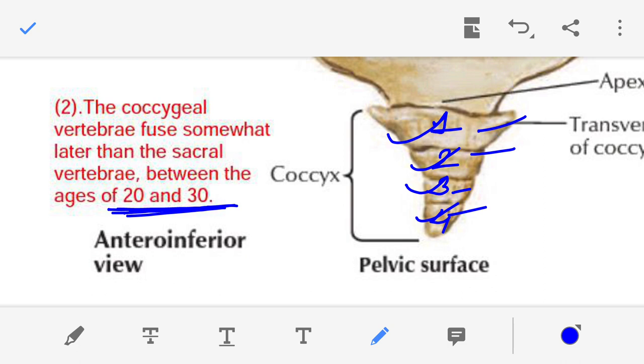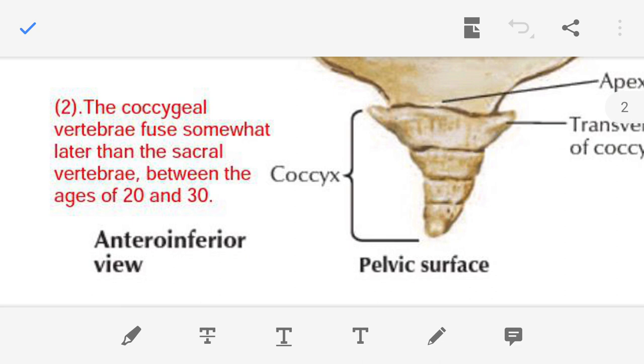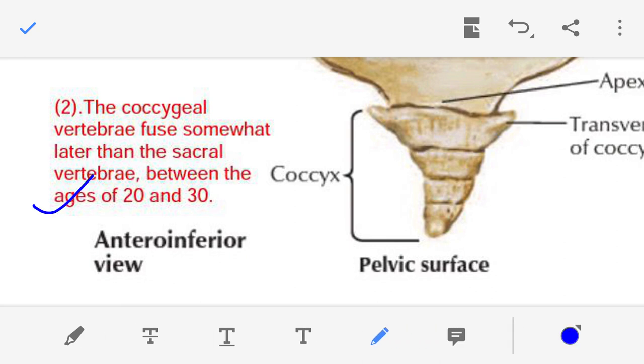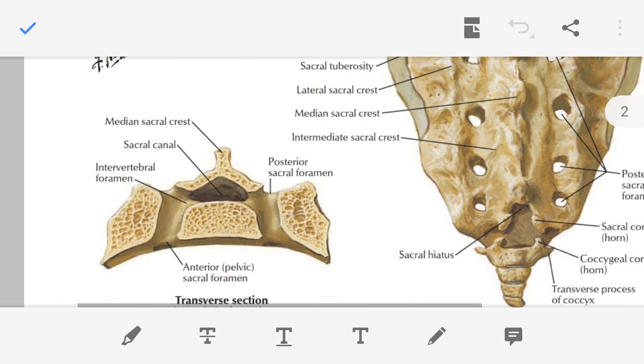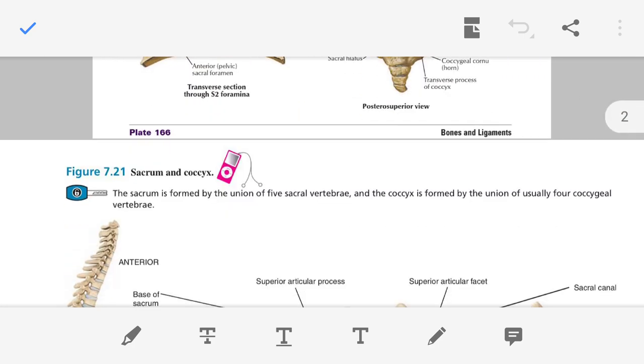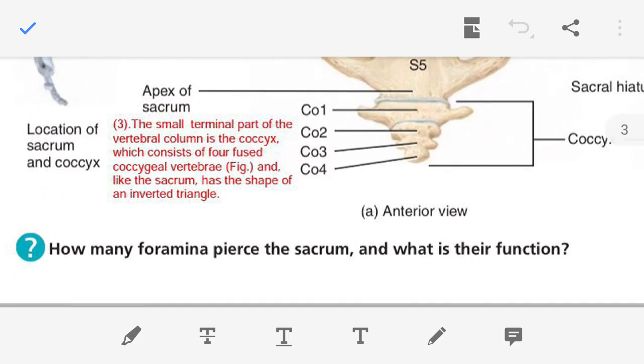So that's why they are writing that the coccygeal vertebra fuse somewhat later than the sacral vertebra, between the age of 20 to 30 years. So with this, we have completed the second point. Now moving on to the third point. This is the third point of our discussion.